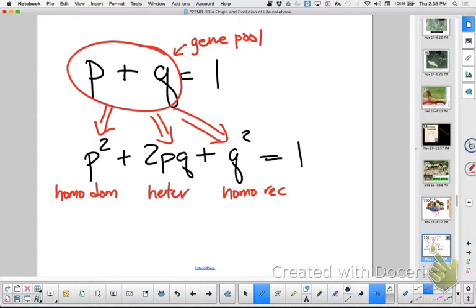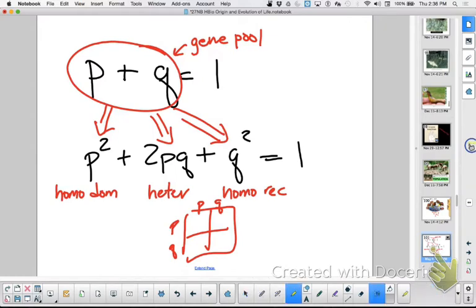If I was going to make a Punnett square and cross my P's and my Q's, then these 2 squares represent the 2 PQs. My P squared is this one, and my Q squared is this box. So that's why you say P squared plus 2PQ plus Q squared equals 1. Does that make sense to you?